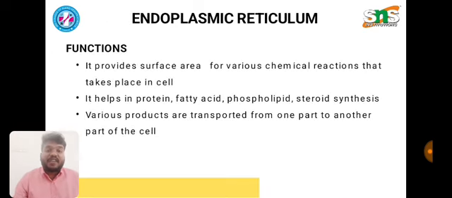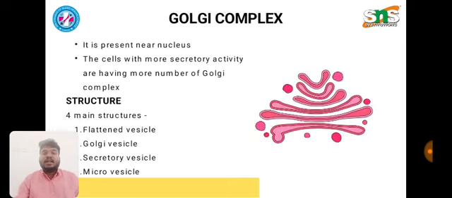So let us see the functions of the endoplasmic reticulum. It provides surface area for various chemical reactions that take place in the cell, and it also helps in protein, fatty acid, phospholipid and steroid synthesis. Various products are transported from one part of the cell to another. These functions apply to both smooth and rough endoplasmic reticulum.